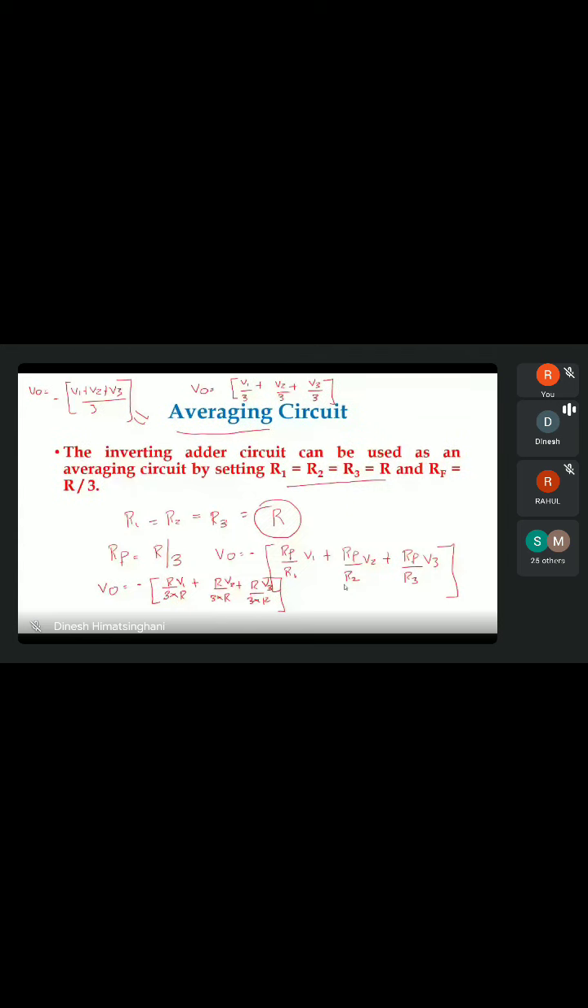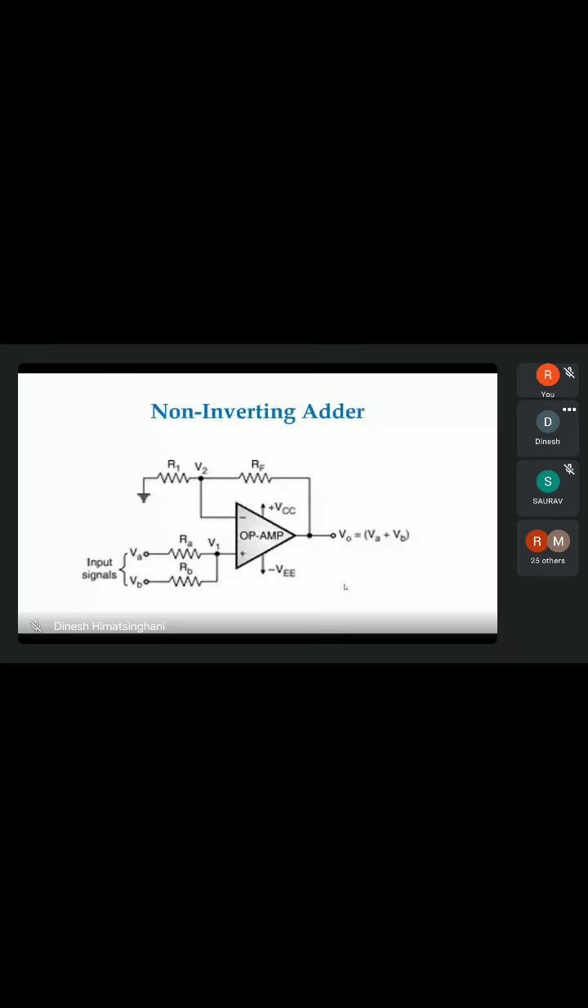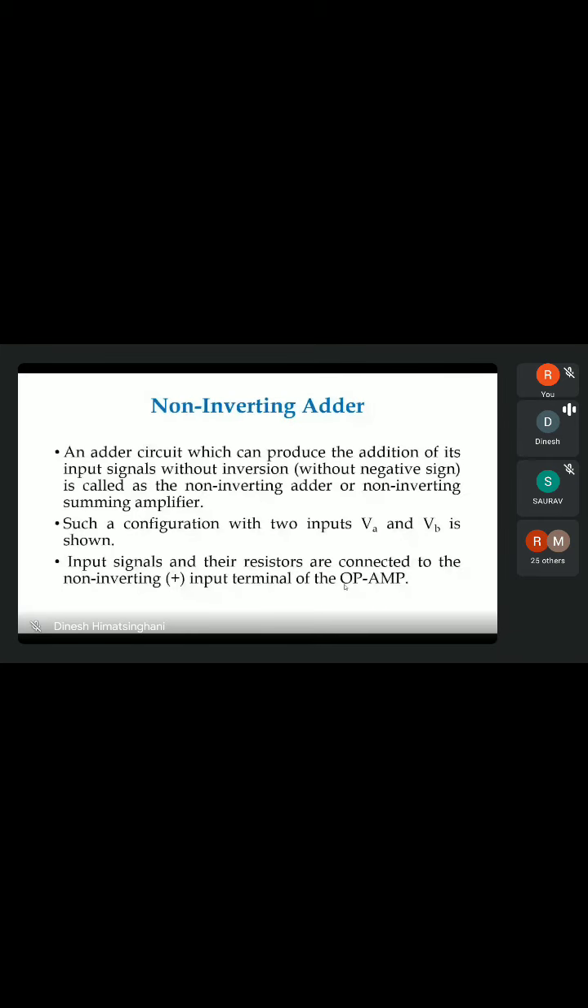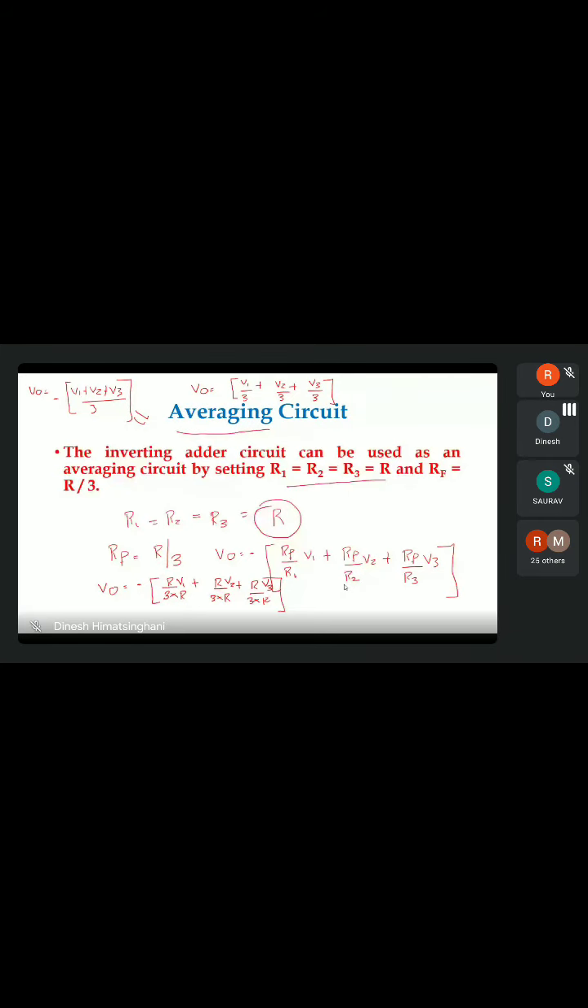How do you make it as an averaging circuit? Any questions, please? No, sir. Okay, so what we do is we'll stop the lecture here today because I finished the averaging circuit.